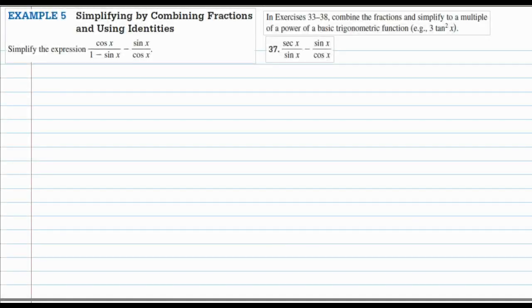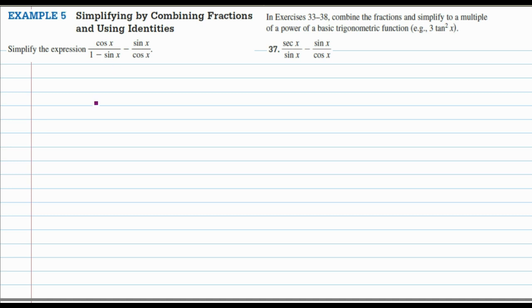This is the screencast for section 5.1, example 5. We're going to simplify trigonometric expressions by combining fractions and using the identities that we have learned in examples 1, 2, 3, and 4 so far.